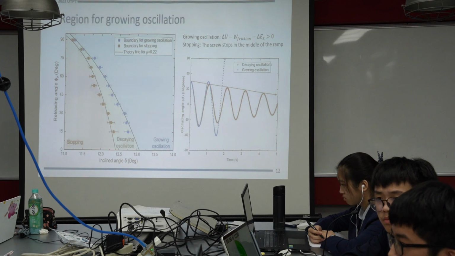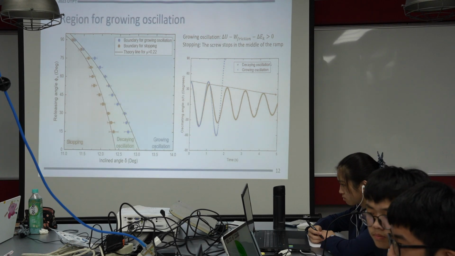Then we analyze the region for growing oscillation. We separate the phenomenon into 3 stages: growing oscillation, decaying oscillation, and stopping. Stopping means the screw stops in the middle of the ramp, and we have an example of decaying oscillation and also growing oscillation in the right graph. So you can find out that the growing oscillation happens when the inclined angle and the releasing angle are big enough.